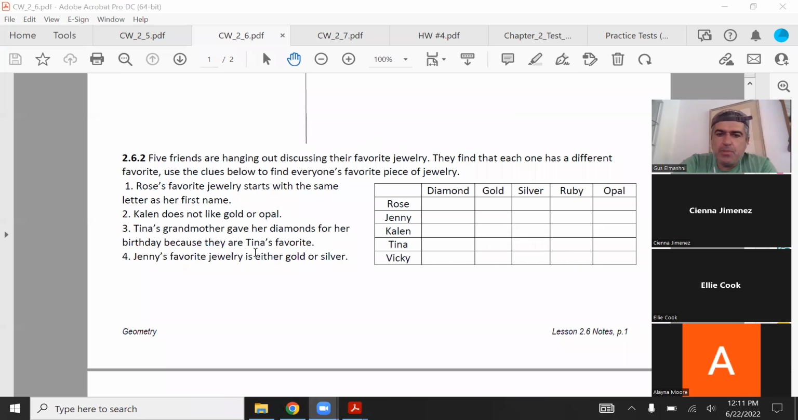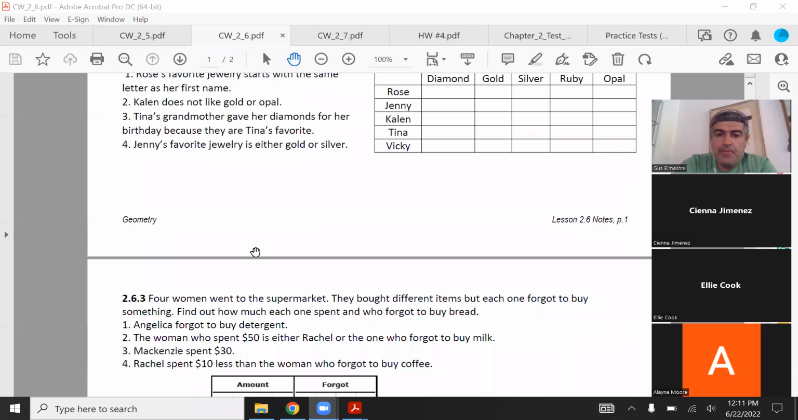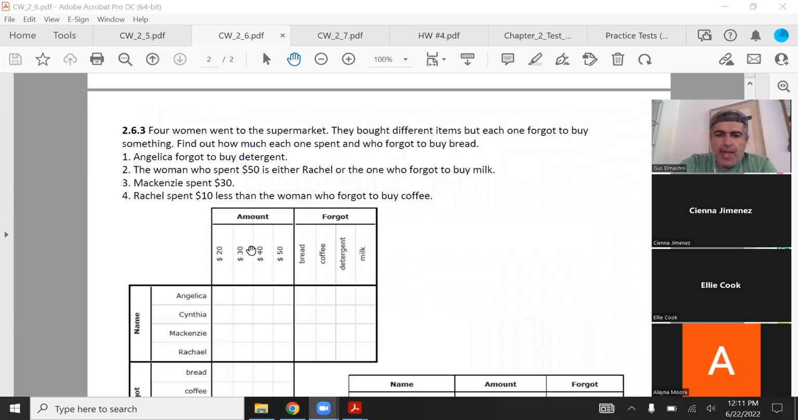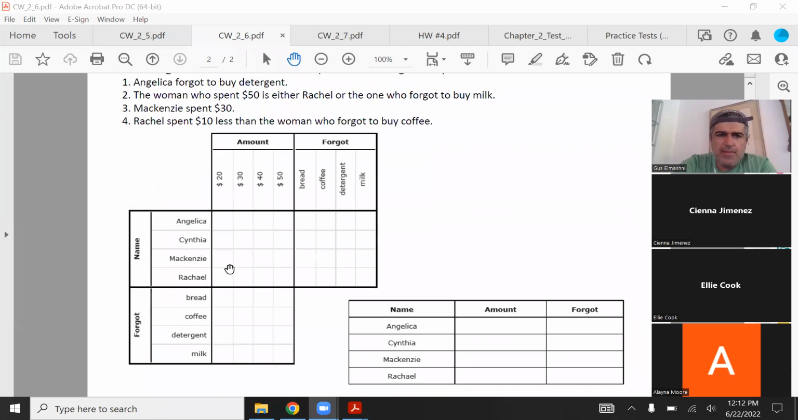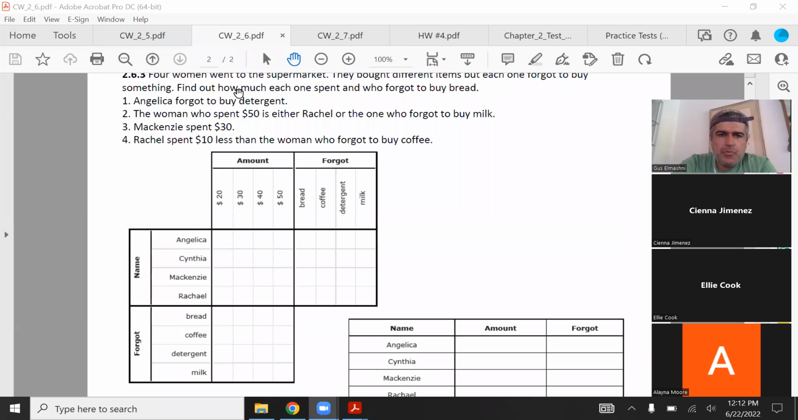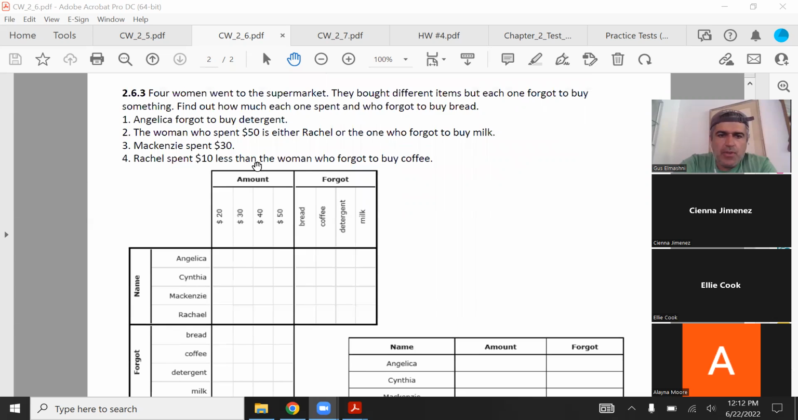And then 2.6.2 is just kind of a cool logic puzzle where you had to figure out what piece of jewelry went to which person. And then there was one here that I had you guys do, and I said ignore the second half because it was kind of weird. I'm not sure I would really write a proof for this stuff, but we want to see what each person forgot. So if I go through this one, Angelica forgot to buy detergent. So we already know what she forgot.